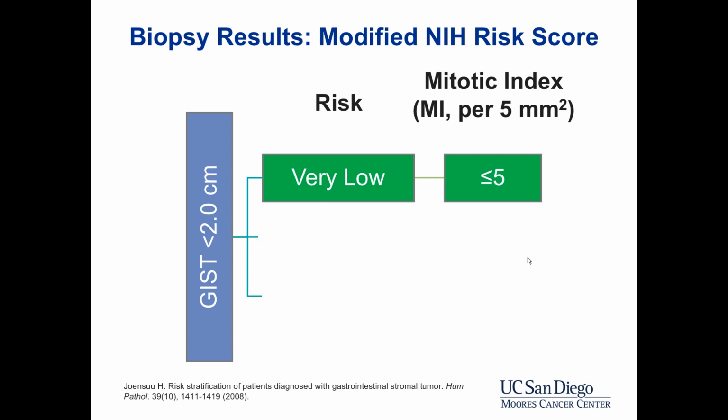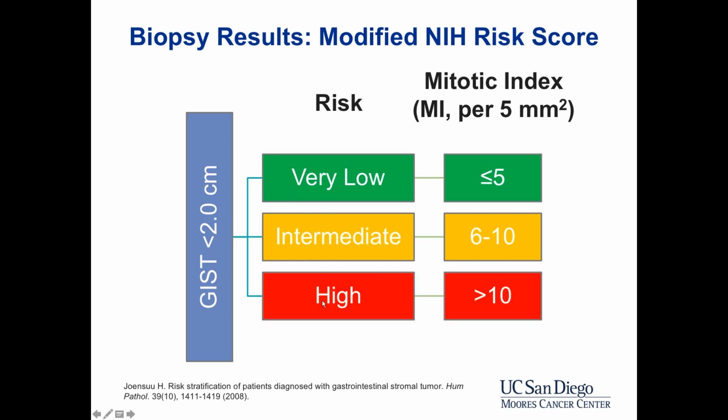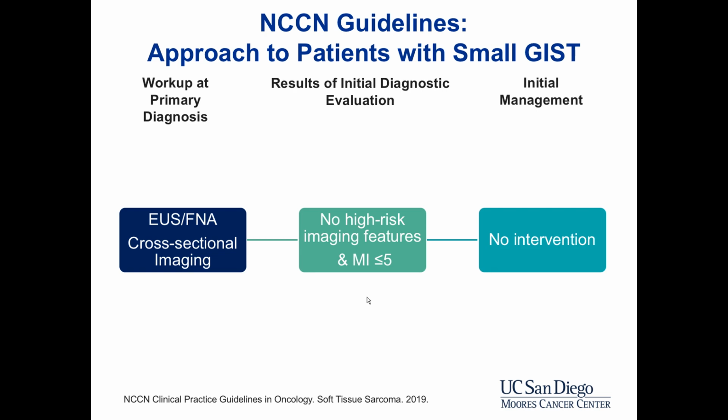So how do we risk stratify small GIST? Well, small GIST can range anywhere from very low risk to very high risk. Obviously, the tumor size is small, and that would generally be a low risk factor. If the mitotic index is low, then they would be considered very low risk, and then often we will just consider watching these. But if they have a higher mitotic index, this would certainly put the patient in the intermediate risk range. And if they have a high mitotic index over 10, this would put them in the high risk category, and these are certainly tumors that should be removed.